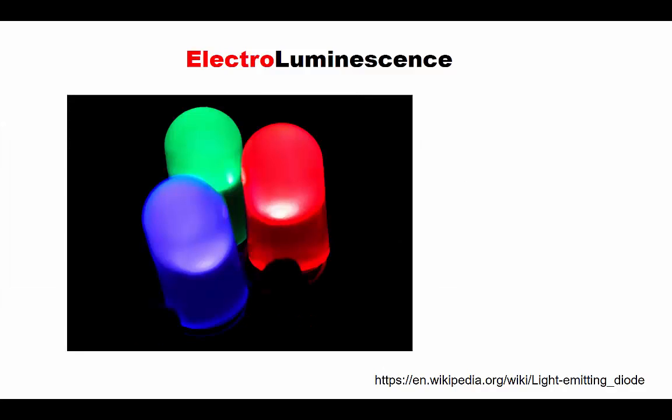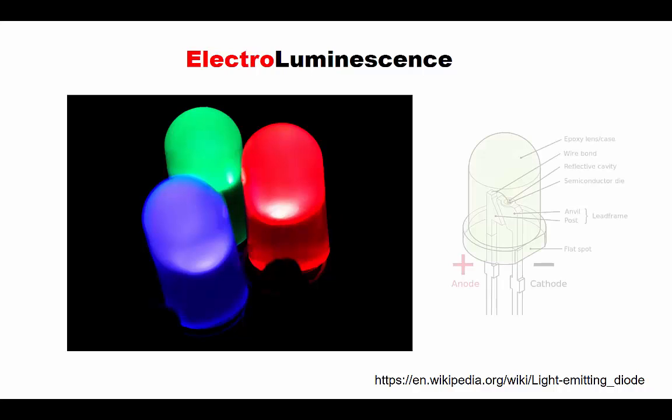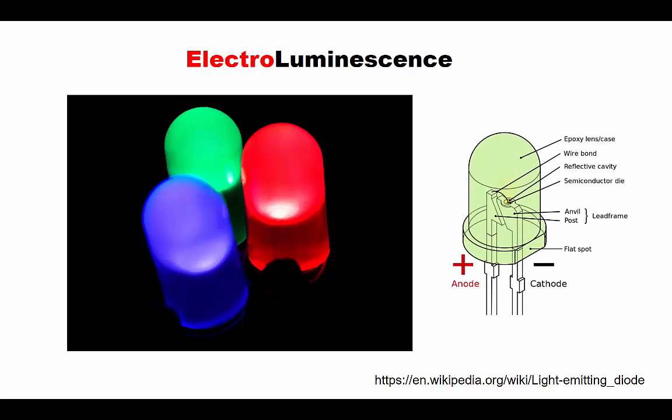Actually, we have a lot of electric bulbs in our life. All of them are a kind of electroluminescence. Recently, LEDs, light emitting diodes, are becoming more and more popular because of their high efficiency in transferring electric energy into light energy. So as you can see here, by providing electricity and changing that energy into light, this is electroluminescence.